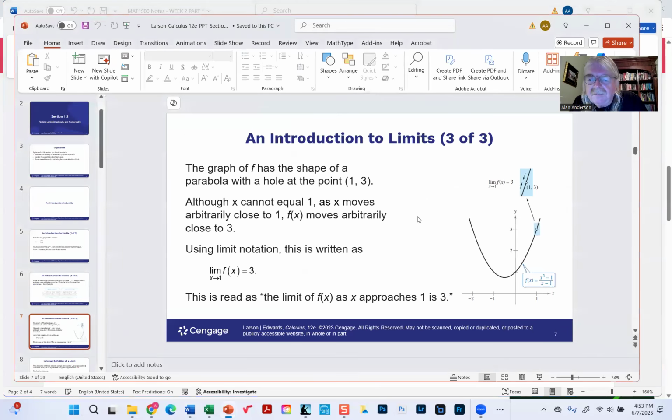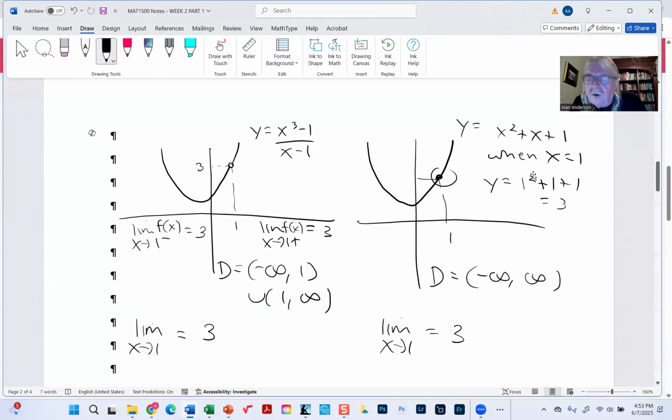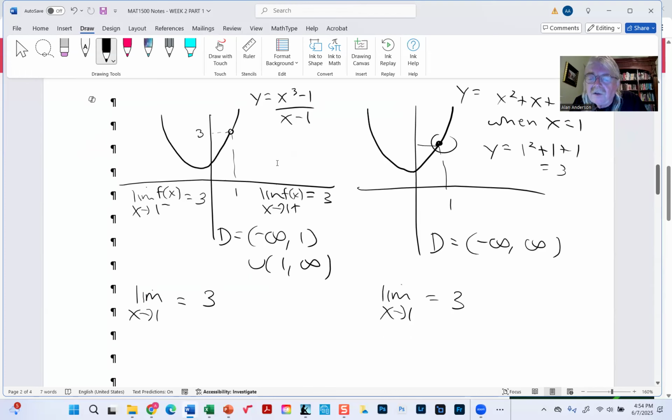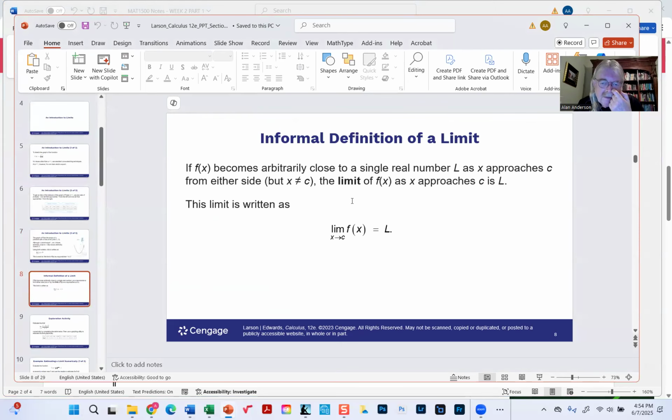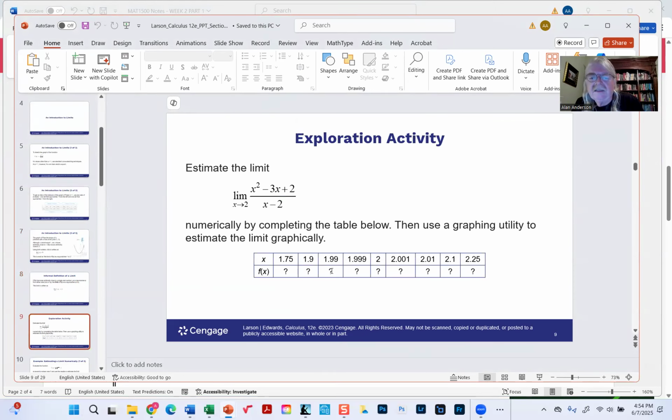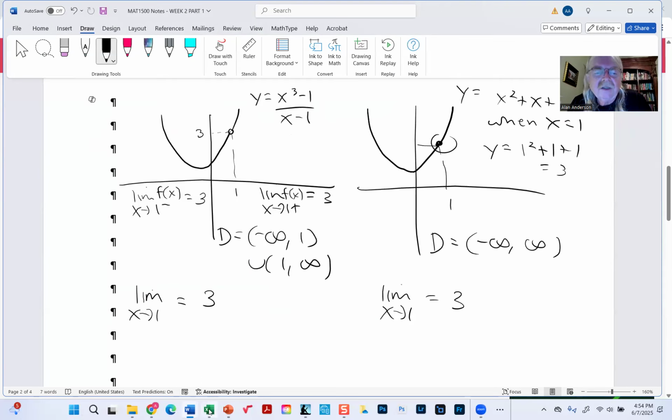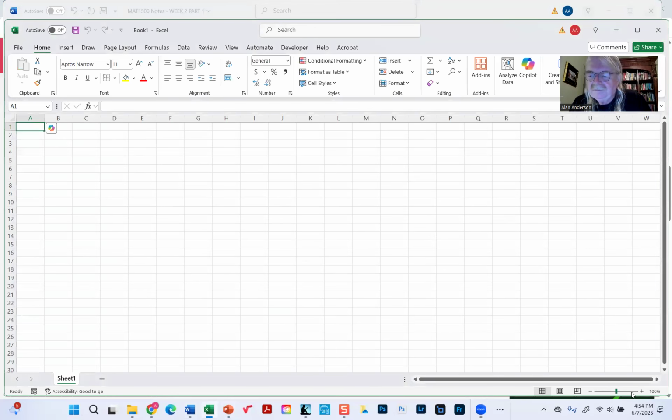And if you notice, on the right, all we did is plug one into this formula. We're all set. Over here, we just see by looking at the function that it's getting awfully close to 3. And in the slides, they encourage you to do it by actually calculating values of x coming from both directions, like in this little table here. Now, you can do this without taking all day. You can just plug it into Excel.